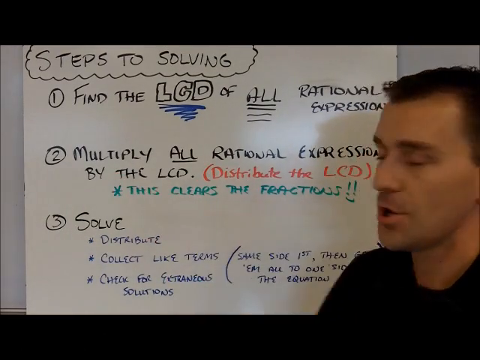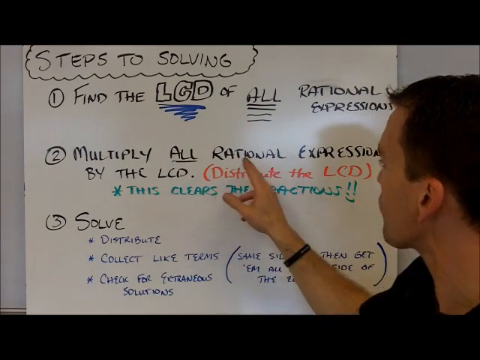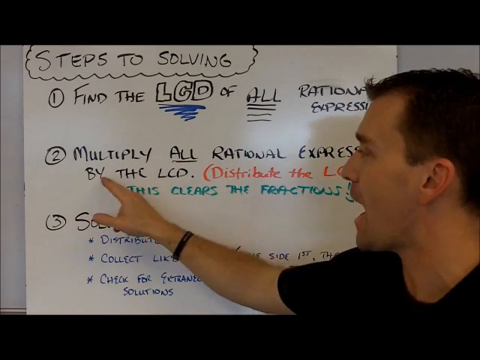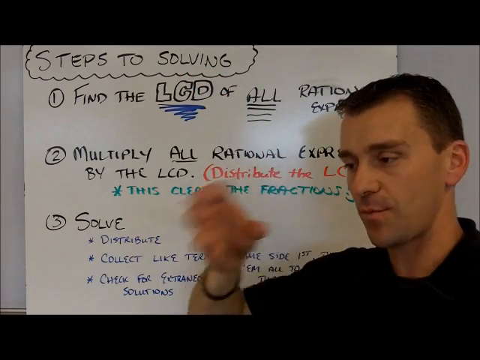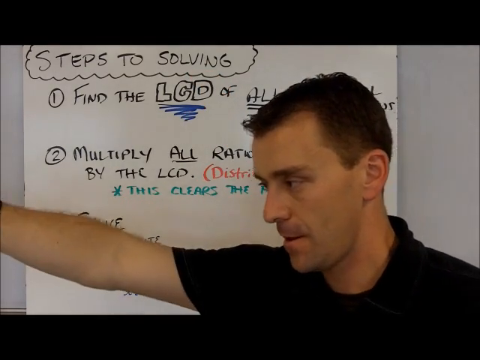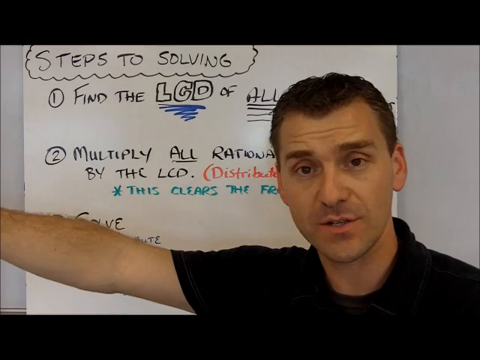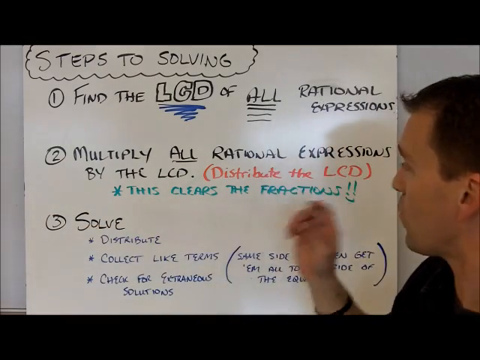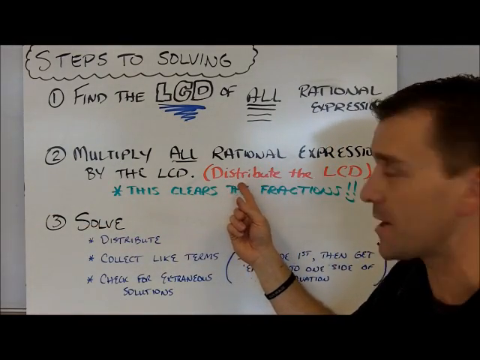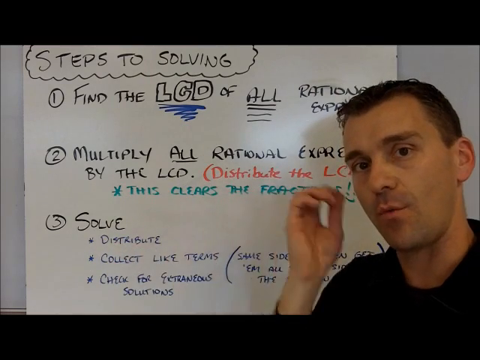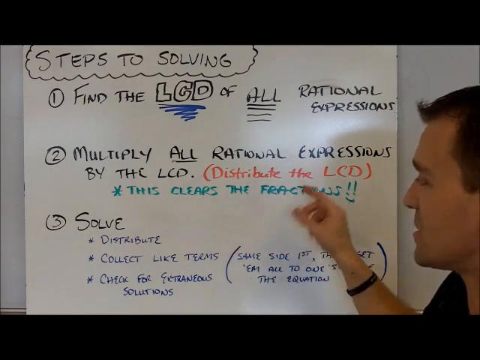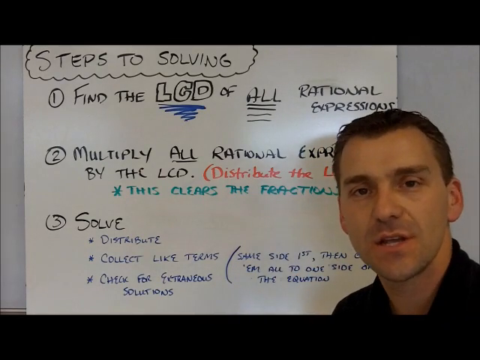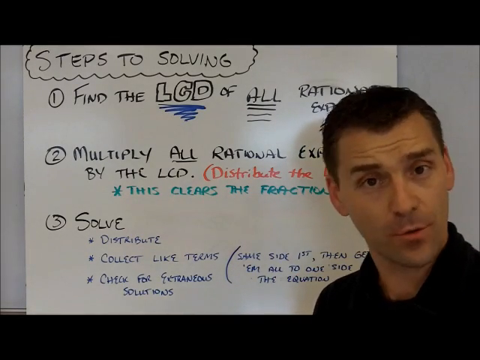Step number 2, you're going to multiply all the rational expressions by the LCD. So the LCD you found here, take and multiply it to every one of the rational expressions that's in your equation. Sweet. And what it means here is we're just really distributing the LCD to everything. And what's cool, what you see here in green, this actually clears the fractions. And it creates a nice, simple, solvable equation for you to do.